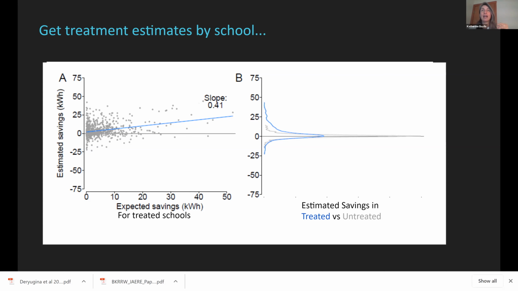That's what they're drawing out in panel A, where you can see expected savings versus estimated savings, and you're seeing an upward sloping relationship. Schools where we expect to see savings are where they're estimating savings. This highlights another nice aspect of this approach: they can actually get treatment effects for each school, which allows you to later explore a bunch of heterogeneity, which we'll talk about in a little bit.